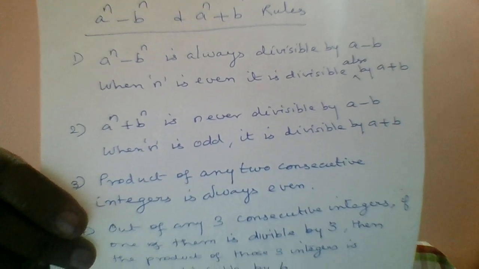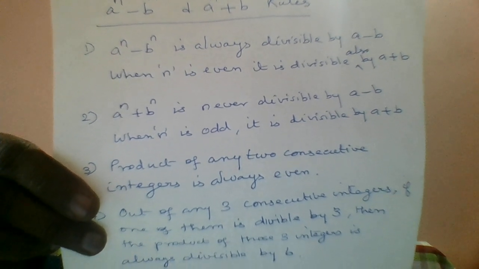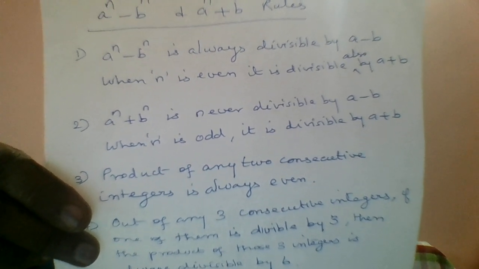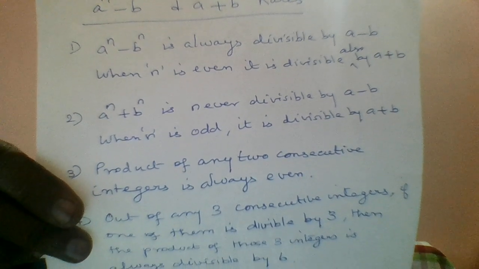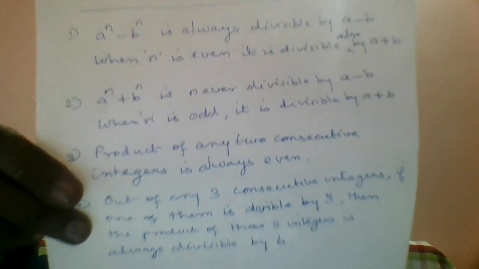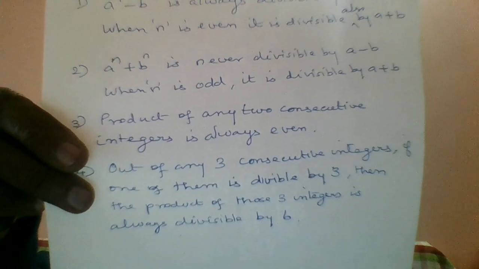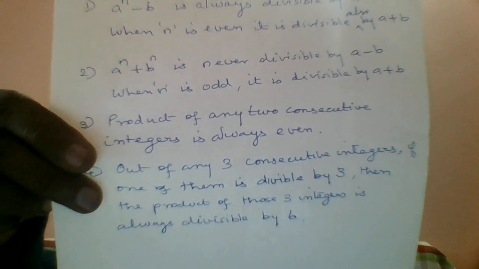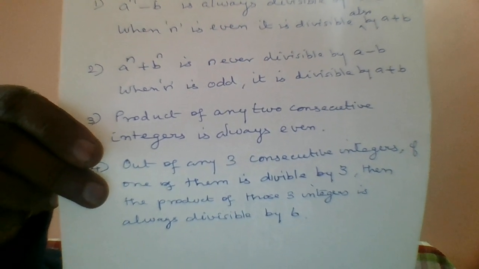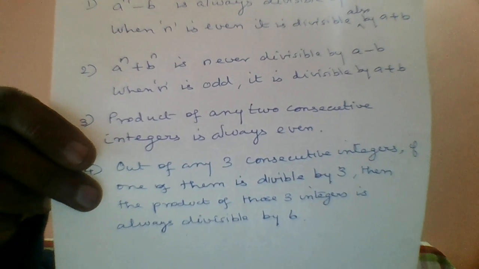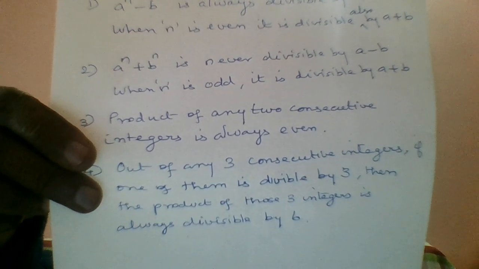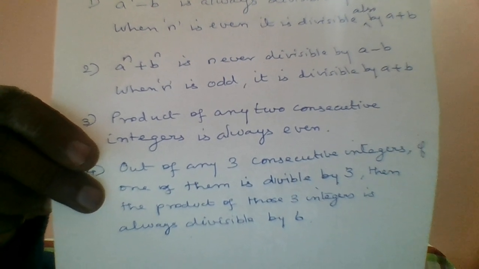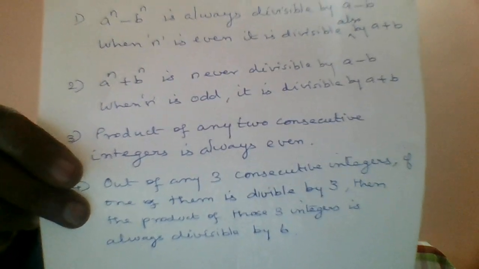If a^n plus b^n, then this is never divisible by a minus b. And when n is odd, it is divisible by a plus b. Product of any two consecutive integers is always even. Out of any three consecutive integers, if one of them is divisible by 3, then the product of those three integers will always be divisible by 6. These are some of the points you need to keep in mind in case you look at the numbers.